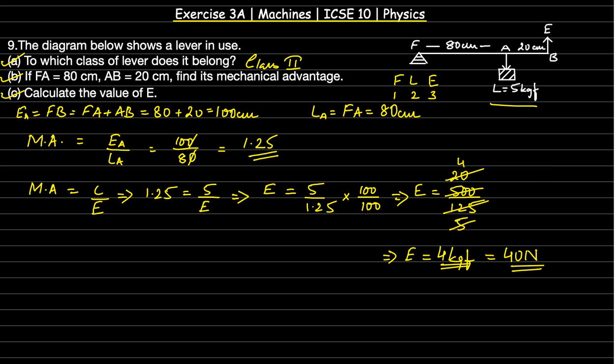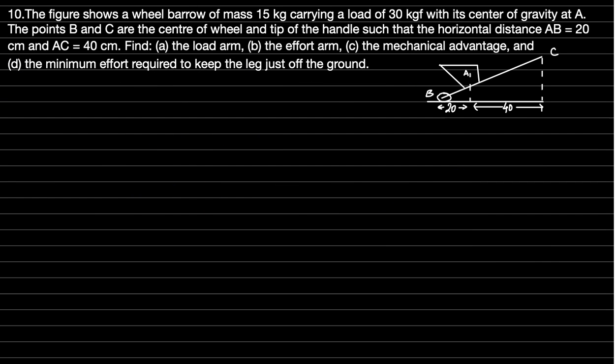So this was a straightforward question. Getting into the next question, that is question number 10. Figure shows a wheelbarrow of mass 15 kg carrying a load of 30 kgf. So the mass of the empty wheelbarrow is given as 15 kg. So we need to find the weight.